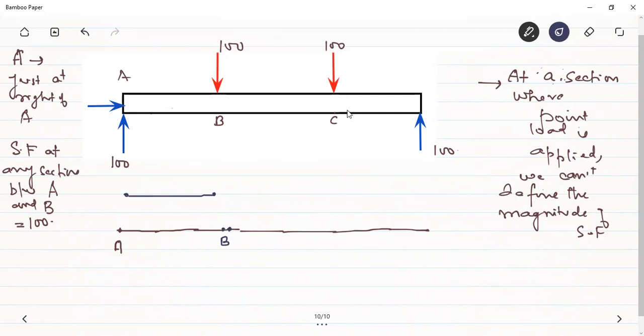Now, if I am taking a section just to the right of C, I can make the algebraic sum of all the shear forces towards the left-hand side. 100 upwards, 100 downwards, 100 downwards. Net is how much? 100 downwards. And 100 is the magnitude of shear force and net force is downwards.